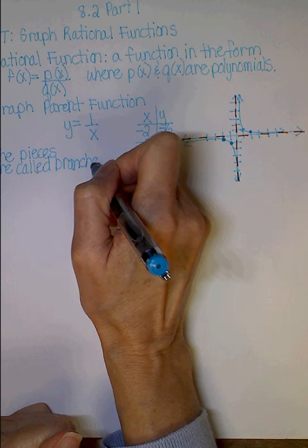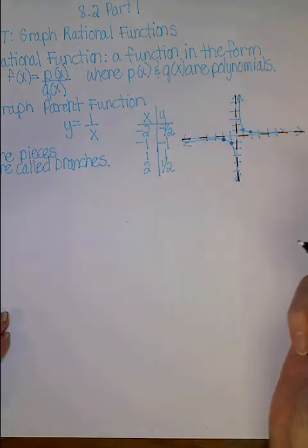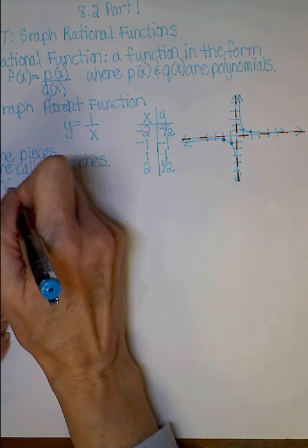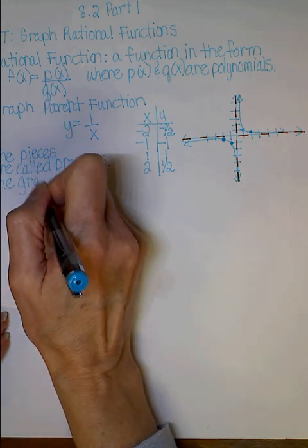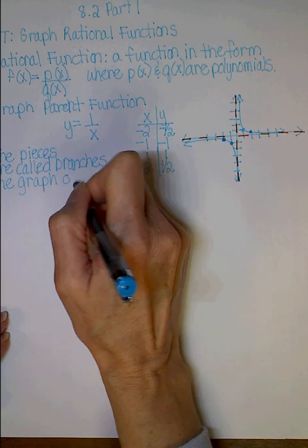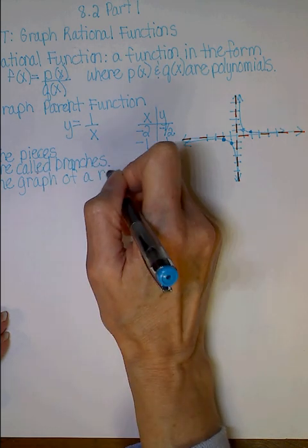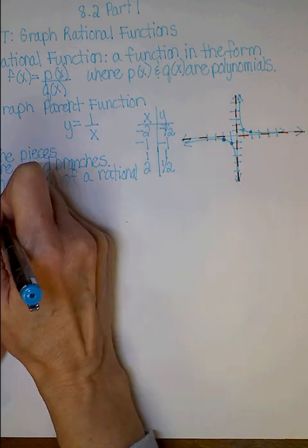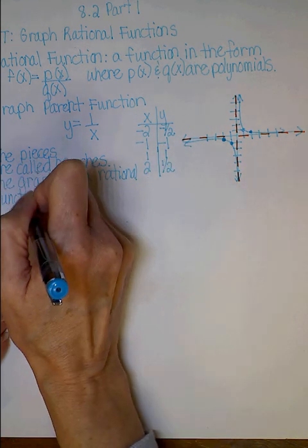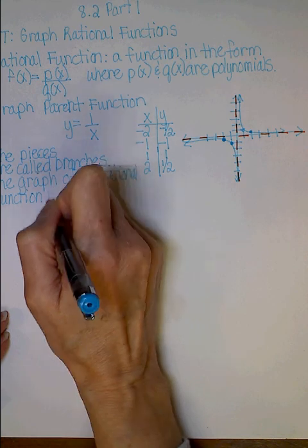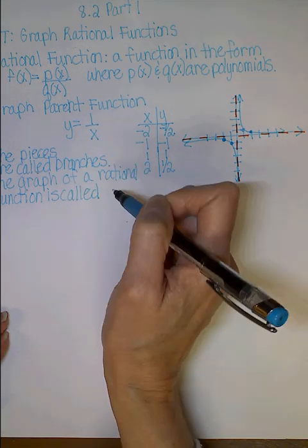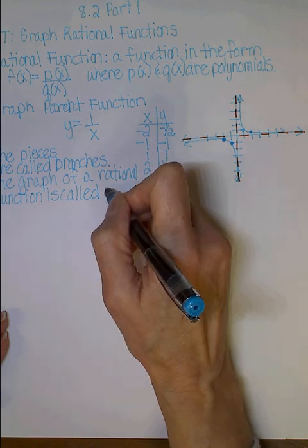Alright, and the graph itself is called a hyperbola. So the graph of a rational function is called a hyperbola. Just like, you know, a quadratic function, the graph is called a parabola.